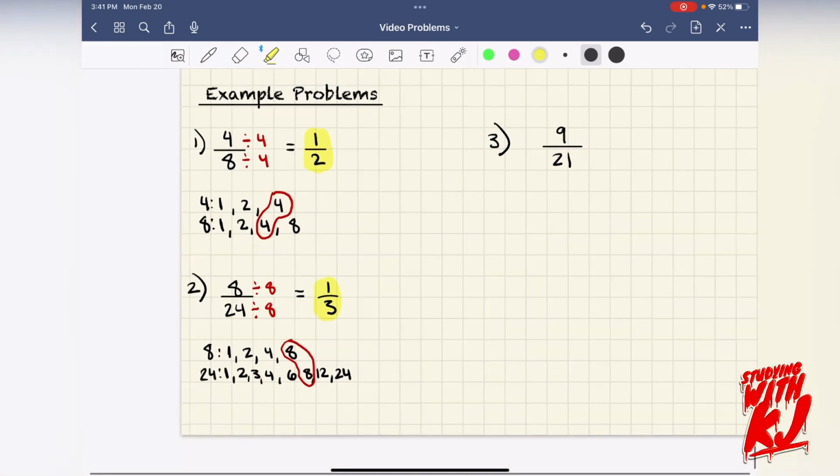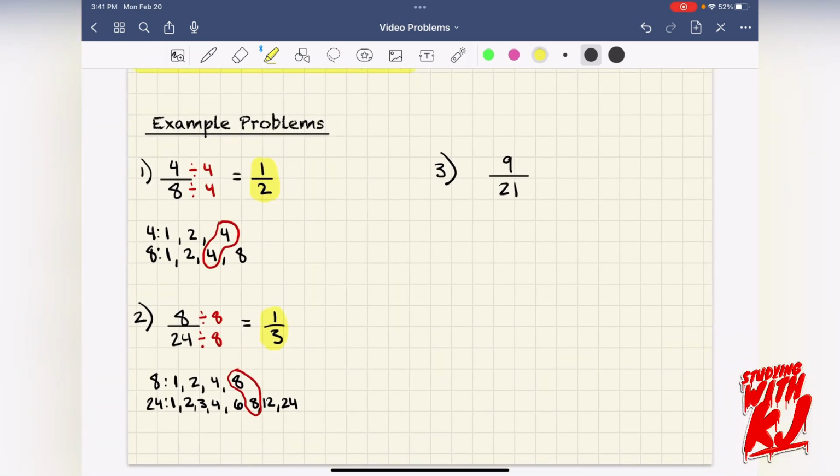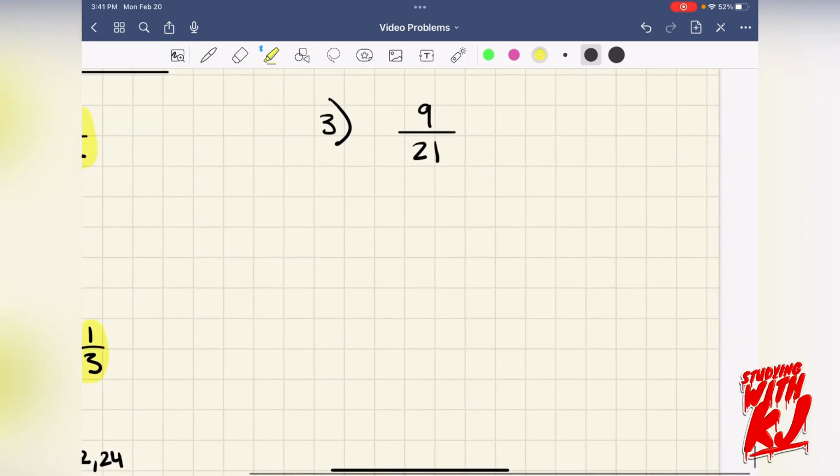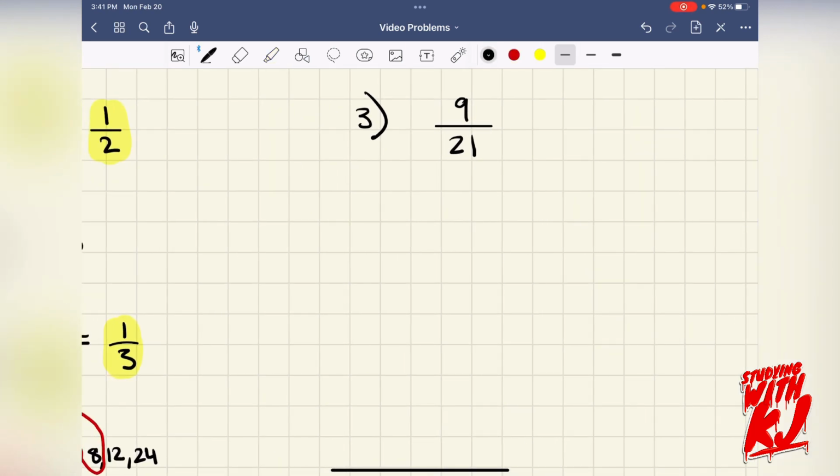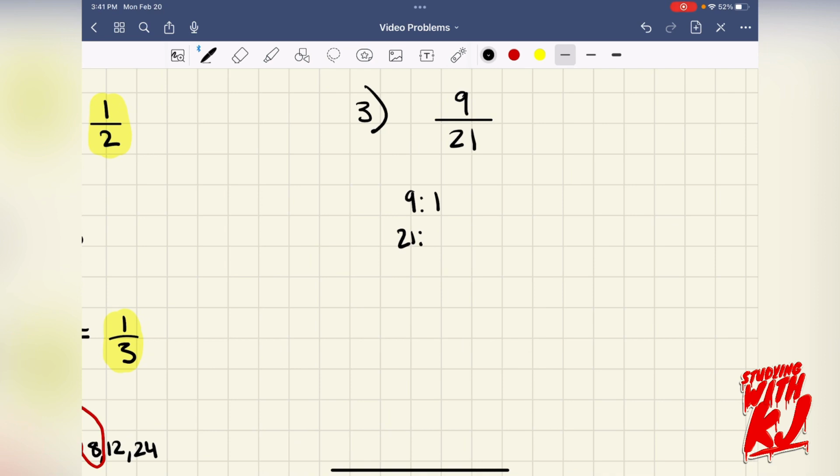So now let's go on to our example problem 3, 9 over 21. Let's write down 9 and 21 at the bottom so we can find their factors. For 9, the first two factors are 1 and 9, because 1 times 9 gives you 9, and both 1 and 9 can be evenly divided into 9. And then our last factor of 9 is 3, because 3 times 3 gives you 9. We only need to write 3 once.